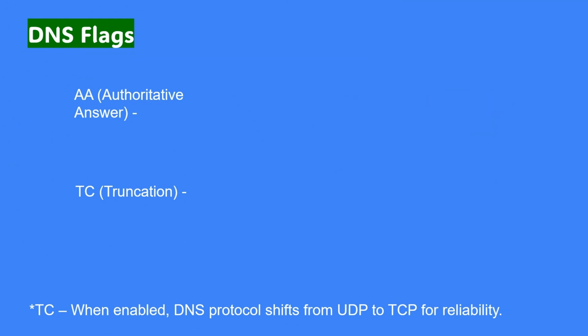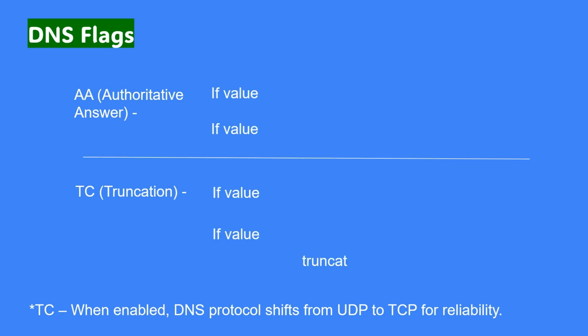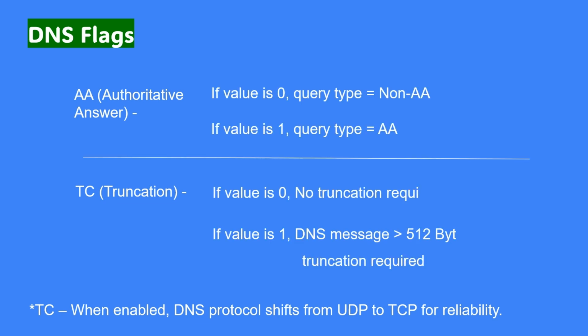Further, we will jump into the other two flags, which are authoritative answer and truncation. Authoritative answer is again a 1-bit flag which comes with value 0 when it's a non-authoritative answer. If the value is set to 1, it is going to be an authoritative answer. Then we have the truncation.